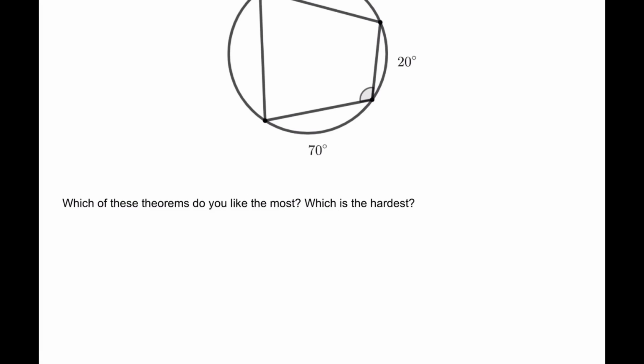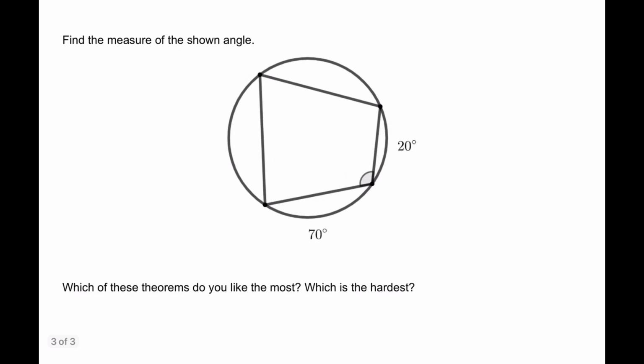Okay. So what we want here is find the measure of the shown angle. So this is the shown angle. This is what it means, right? What can I do to find this guy out? So this arc here is 20. This arc here is 70. Right? So altogether, they're what? They are 90.